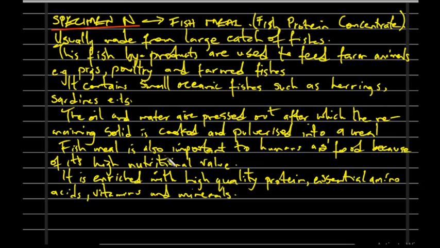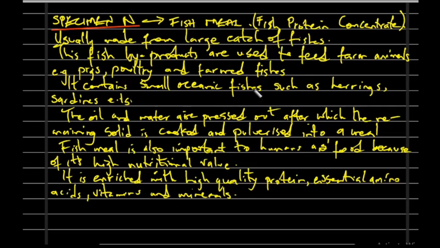This fish meal is also important to humans because humans also feed on it because of its nutritive value. It has very high nutritional content, so humans also feed on it. It is rich in high quality proteins, essential minerals, amino acids and vitamins. So this fish meal is very good as a protein supplement.